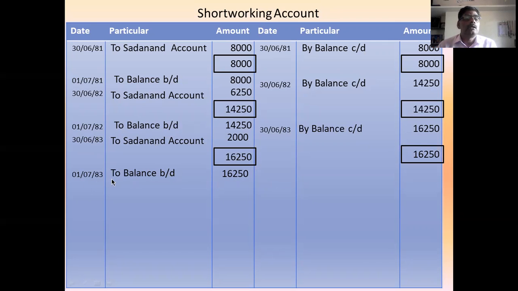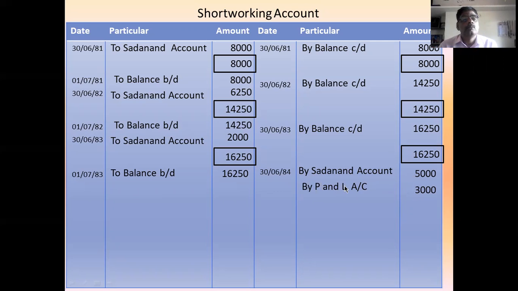And in 1983 opening and 1984, this year ends on 30th June 1984. In this year, the fourth year, there is no SW amount. Therefore, on the debit side, there is no transaction. And there are two items, SWR and SWIR, in the credit columns. Credit side, by Sadanand account 5,000. This is the SWR column. And by P&L account 3,000. This is the SWIR column. You read, see the record.